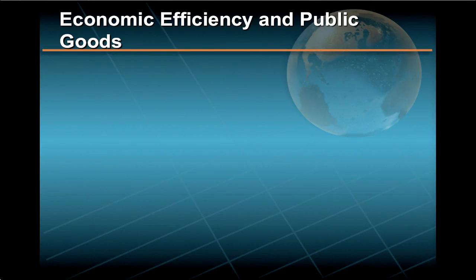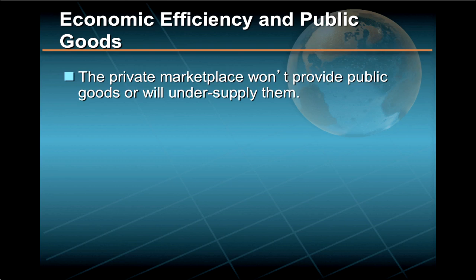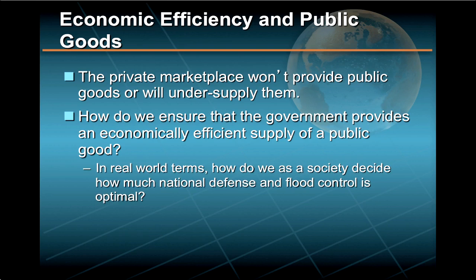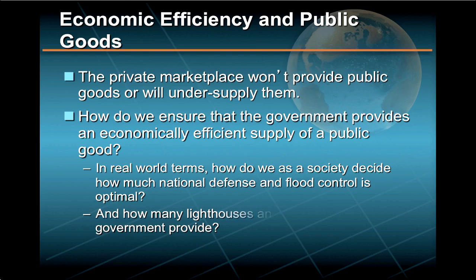Now that we've made the case that the private marketplace won't provide public goods or will undersupply them, our next question is this: how do we ensure that the government provides an economically efficient supply of a public good? In real-world terms, how do we as a society decide how much national defense and flood control is optimal? And how many lighthouses and parks should our government provide?